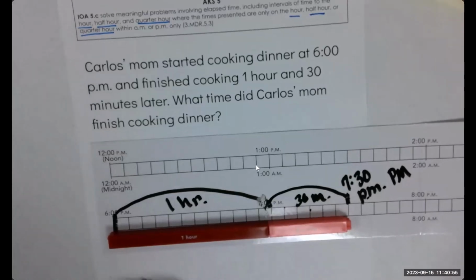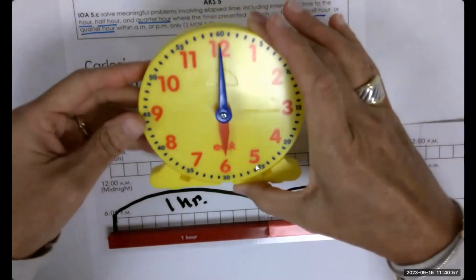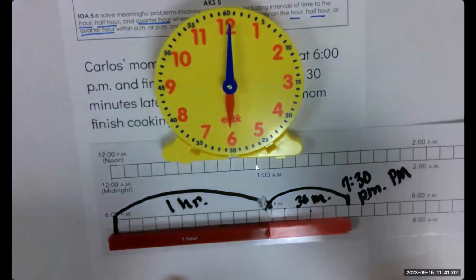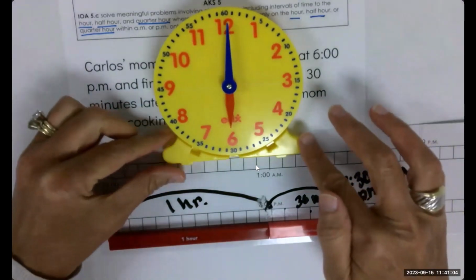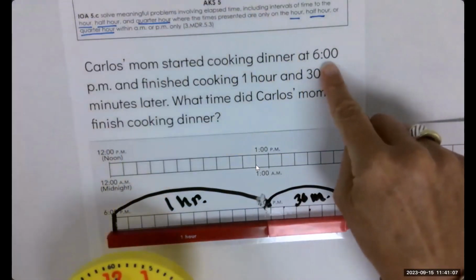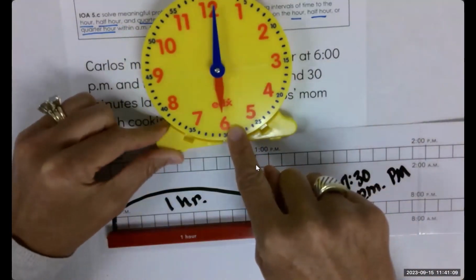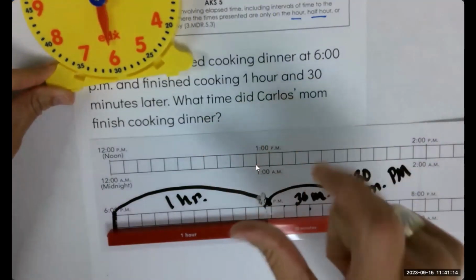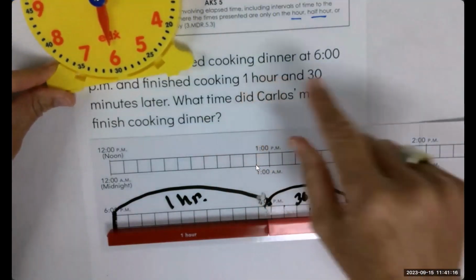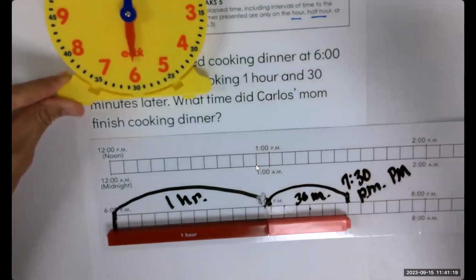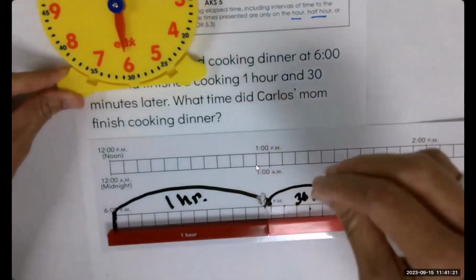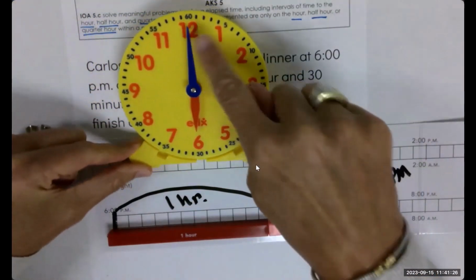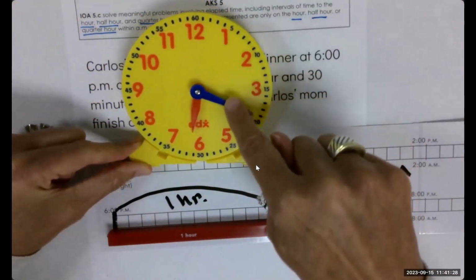Then I would also go back and make the connection to my Judy clock with my students and say, you know what? Let's see if we get the same time. I know we started at 6 p.m., so I have my clock set at 6 p.m. I know Carlos's mom cooked 1 hour and 30 minutes. I'm going to chunk that into an hour and then work with the minutes. And teachers, that is what's most helpful for your students, by chunking the units of time. So I'm going to deal with the hour first. I know an hour is 60 minutes, and I know it's a full rotation around.